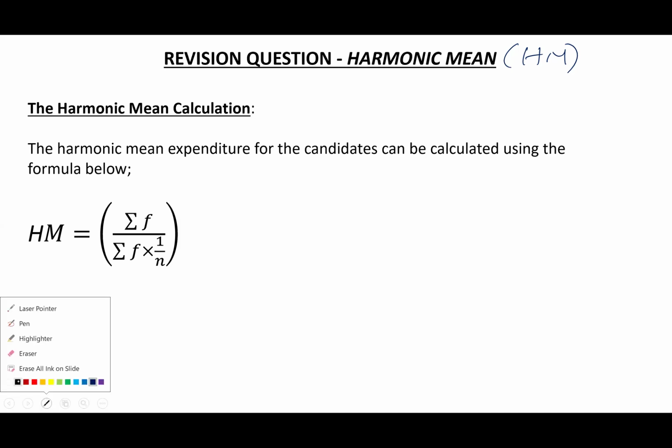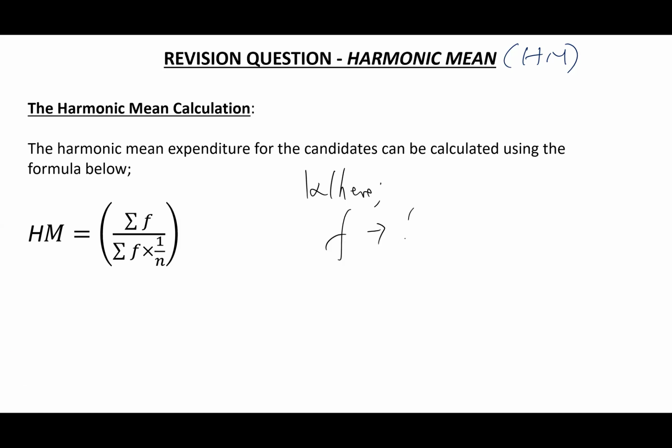Where F is the frequency and N are the number of observations.